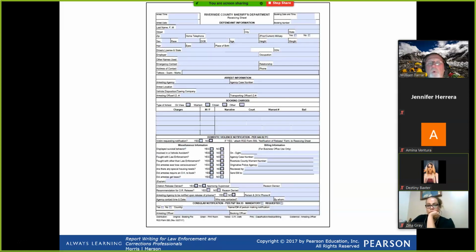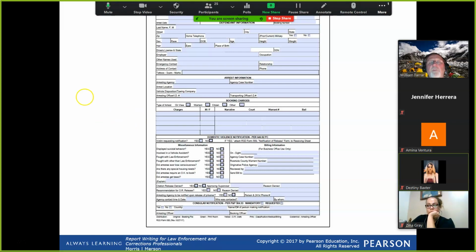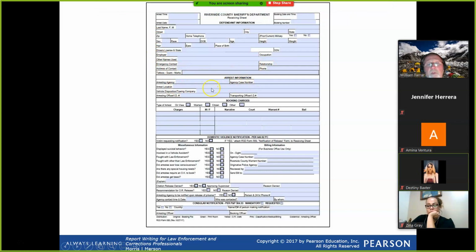Here's the same form, but from Riverside County Sheriff. So you can get an idea, a couple of different variations of the form. Pretty much the same though. All the person's information, the arrest information, the charges.